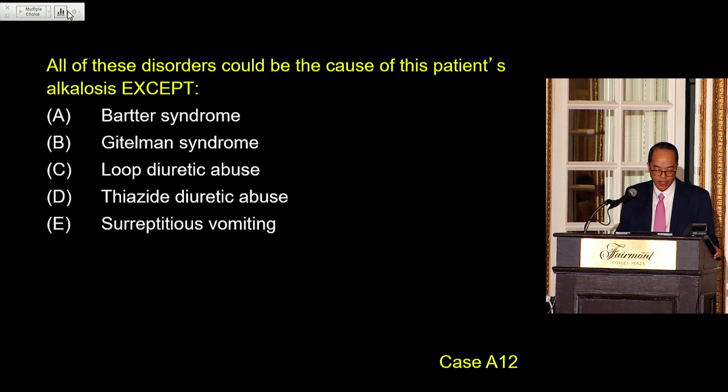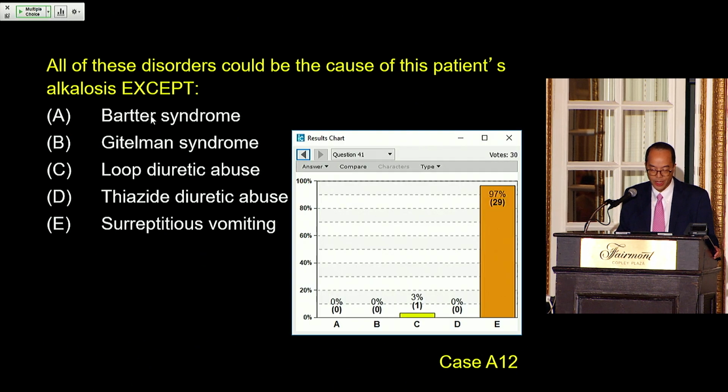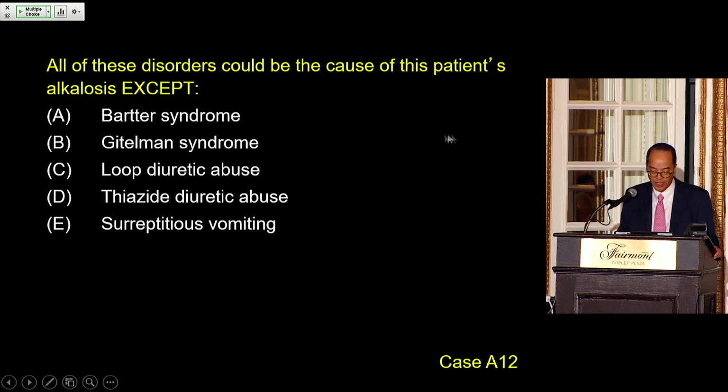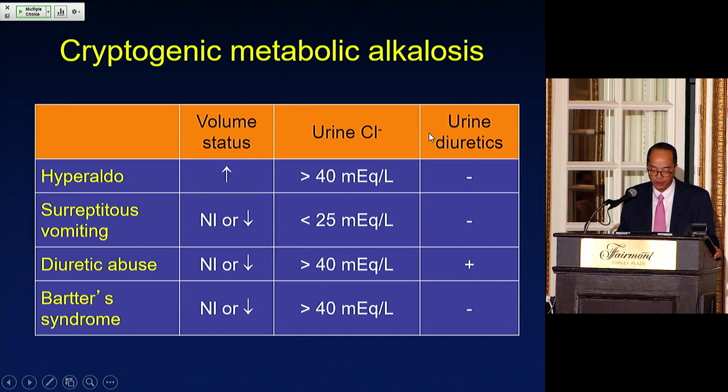Okay, let's see what you think. All right, you all agreed: surreptitious vomiting. So the clue was the very high urine chloride, right? So it's got to be either diuretic abuse or Bartter's. And we don't know which it is, but it can't be because of vomiting.